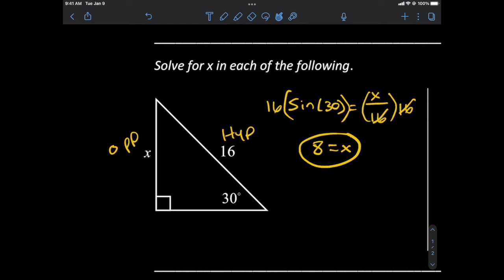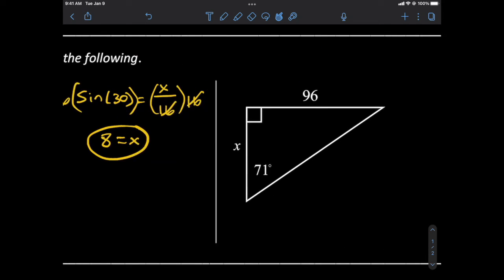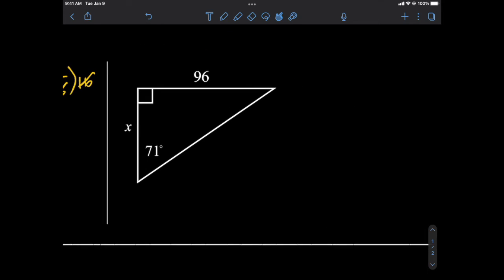And with all that in mind, let's go ahead and check out our next example. Our task here is the same as it was before, solve for x. This time, we're given an angle of 71 degrees. We have a side length of 96, and then, of course, the other side is unknown. We call that x. We'll start by identifying our sides and labeling them as either opposite, adjacent, or hypotenuse.